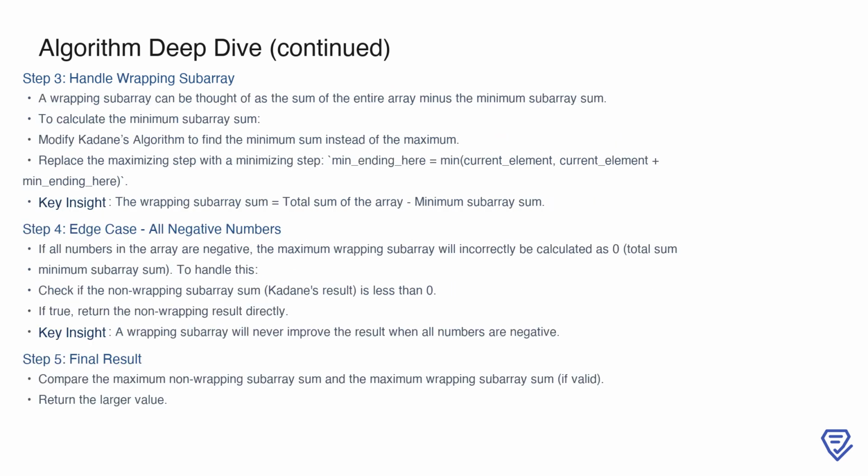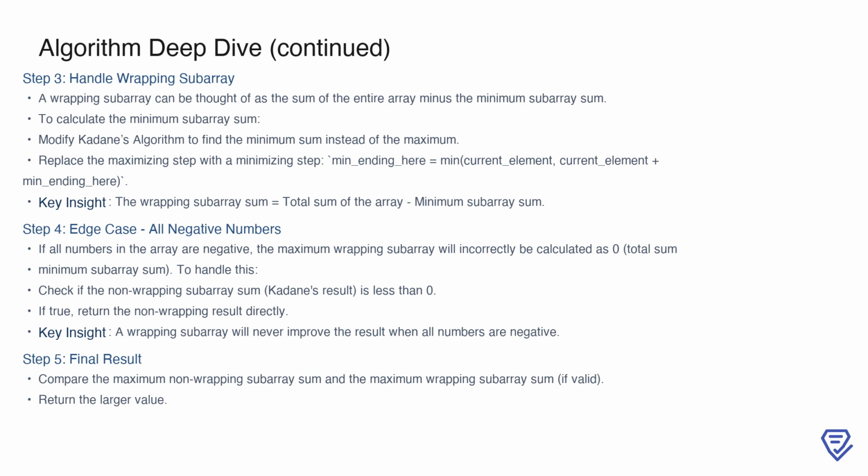For the wrapping subarray, the approach is slightly different. The key insight here is that a wrapping subarray can be expressed as the total sum of the array minus the minimum subarray sum. To find this minimum subarray sum, we can slightly modify Kadane's algorithm. Instead of maximizing the sum at each step, we minimize it by updating min_ending_here as the smaller of the current element or the current element added to the previous min_ending_here. From here, the wrapping subarray sum is calculated by subtracting this minimum subarray sum from the total array sum.